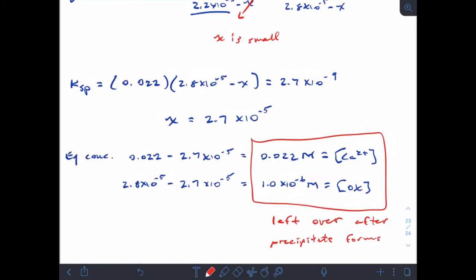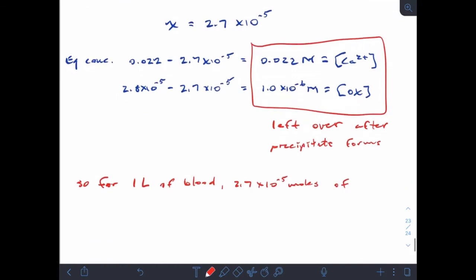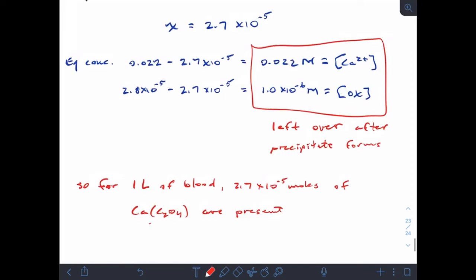Okay, so that tells us, because the calcium concentration and the calcium oxalate concentration are 1-to-1, for every 1 liter of blood, 2.7 times 10 to the minus 5 moles of calcium oxalate are present. Okay? And that's the solid, right? Remember?